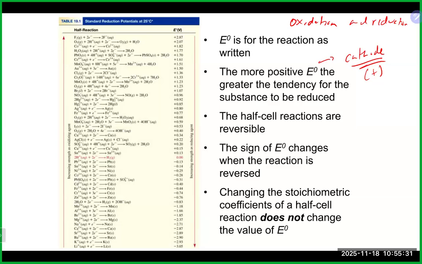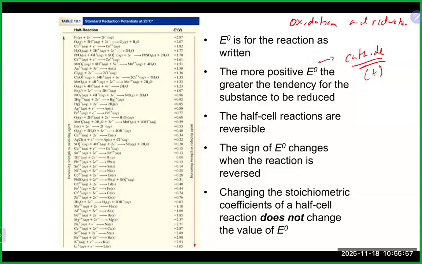Half cell reactions are reversible. If you reverse a reaction, you will change the sign of the E value. And the last thing that's important here is that if you need to multiply a half reaction by a coefficient, like we did previously when we needed the same number of electrons, it has no effect on the value that you get from the table.